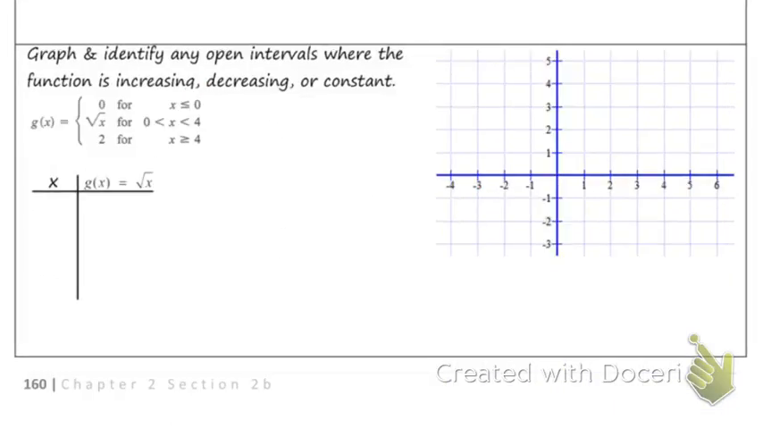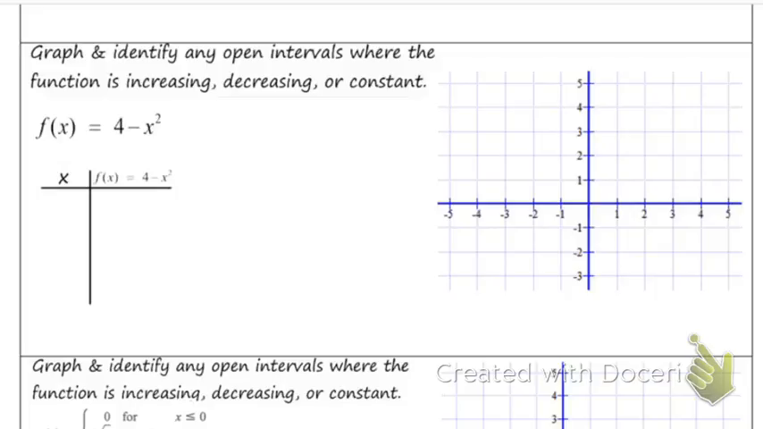Okay. There we go. Graph and identify any open intervals. So this is just 4 minus x squared. If you're ever not sure which points to pick, like Nick said, just pick -2, -1, 0, 1, and 2, and see if it works. If you need to pick other points, then you do that. So I'm just going to randomly pick -2, -1, 0, 1, and 2. Hope it graphs a parabola, because I know this is going to be a parabola.